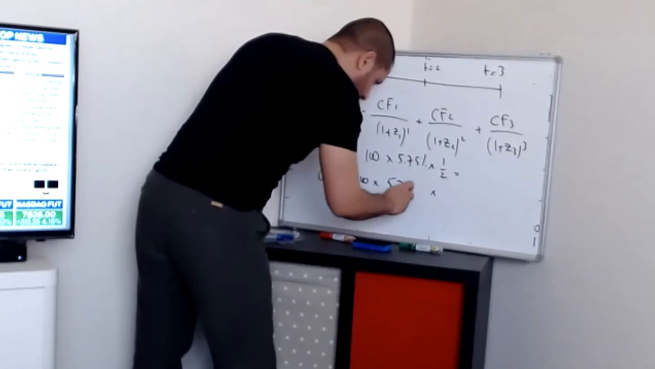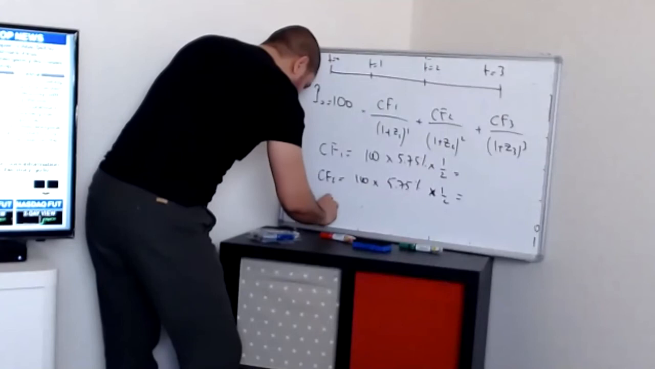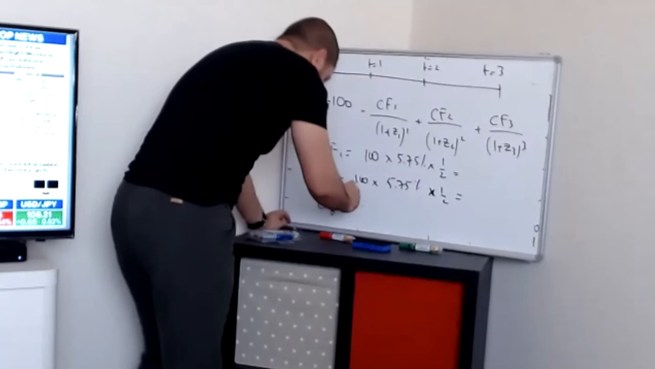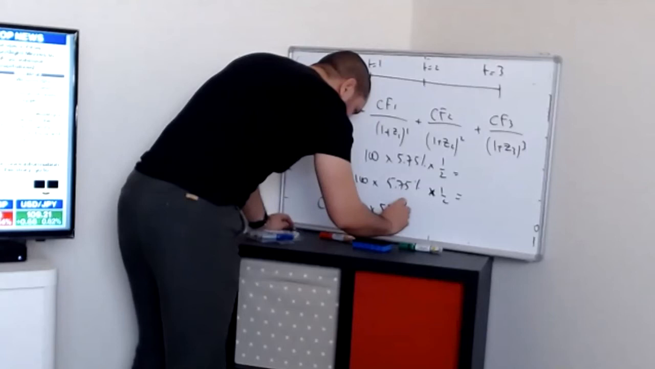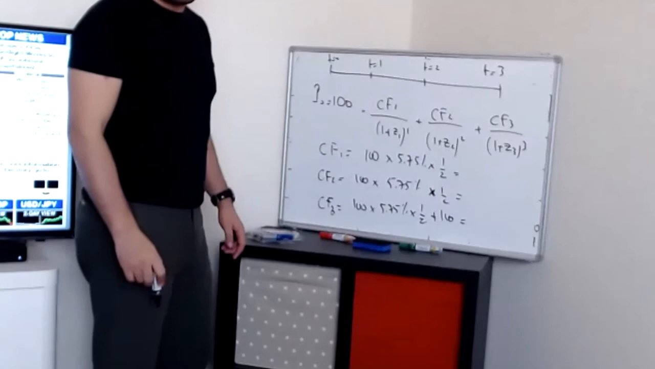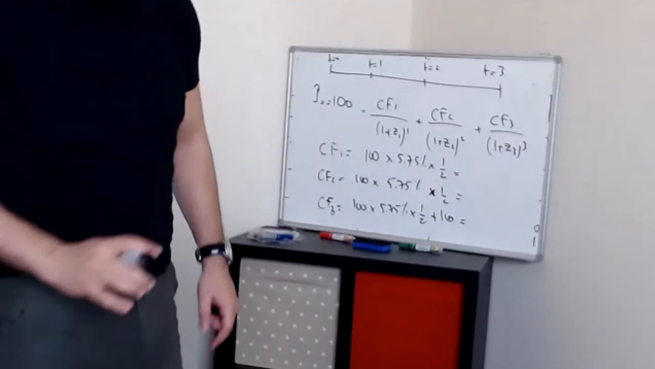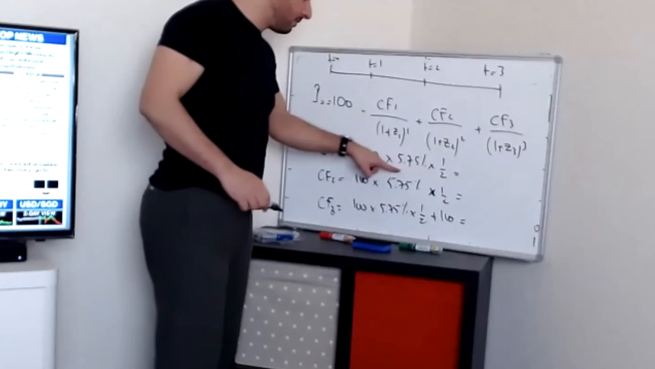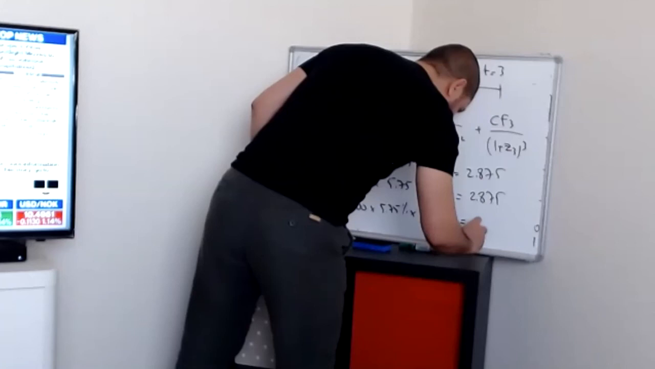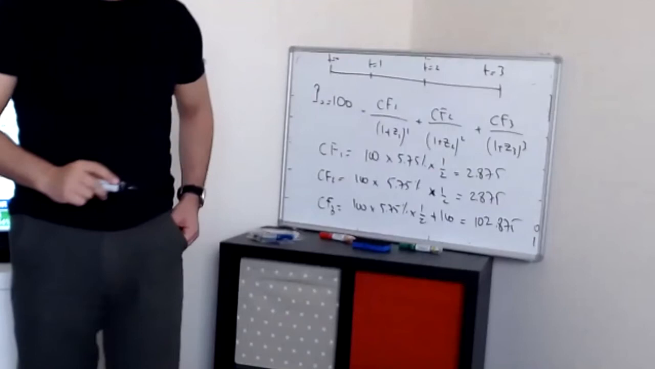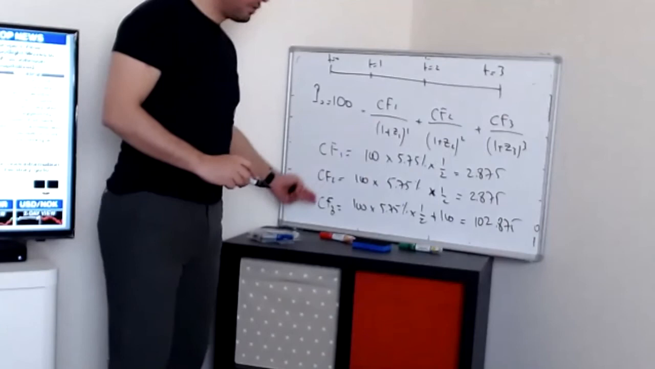Now for the final cash flow, we will receive in addition the par value itself. So it will be equal to 100 times 5.75% plus the final value. For the first one, it is equal to 2.875, because we are divided by 2. This one is the annual interest rate. So 2.875, and for the final one, 102.875. So these are the three cash flows for this security.